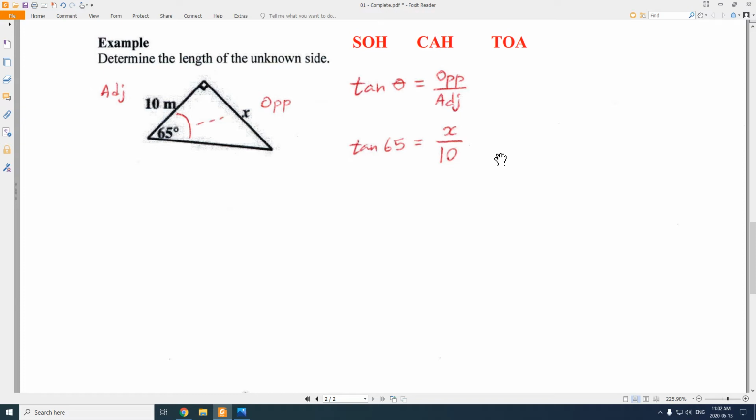All right, now I have an equation I can work with. The x is the only unknown here, so I really just need to solve this equation for x, get x by itself. All right, so if you're solving that equation for x, what do you need to move to get the x by itself? You have to move that 10, right? Right now the 10 is dividing, so I would multiply by 10 on both sides.